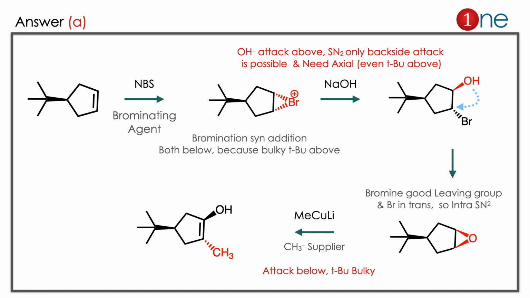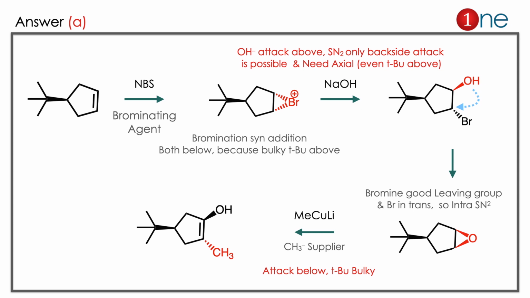The answer is A. Let us see how. The starting material contains a tertiary butyl group and an alkene. You are using NBS. NBS is the brominating agent, so bromination occurs. Bromine is a bulky group as well as the tertiary butyl. So bromine approached from below there. So bromination is a syn addition. Both bonds are below the ring.